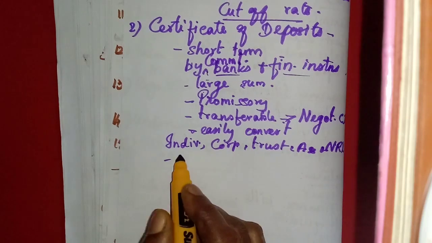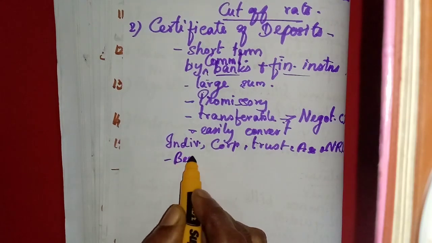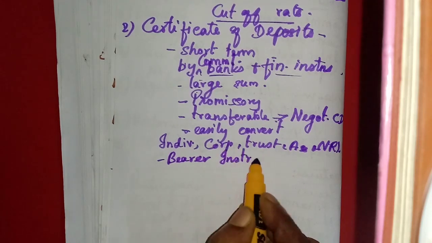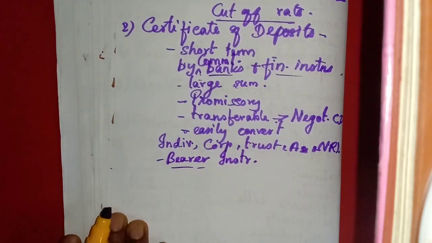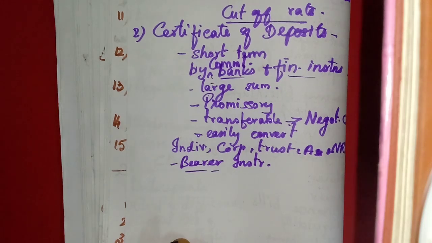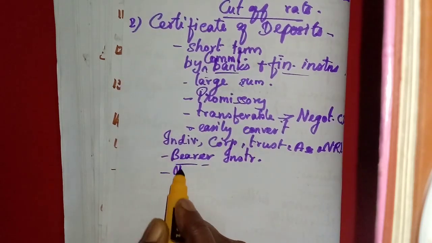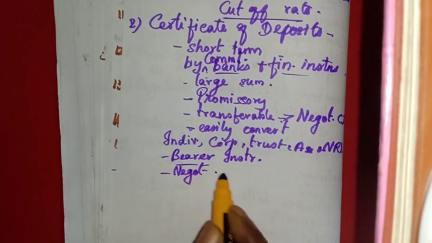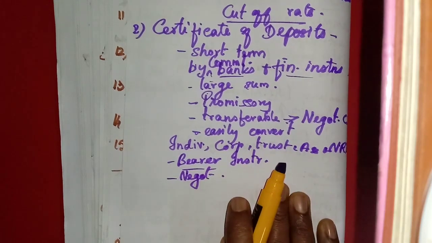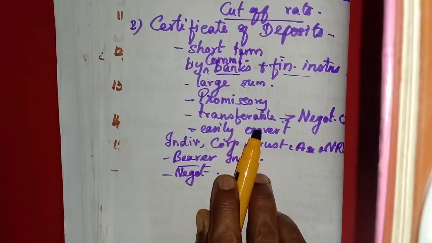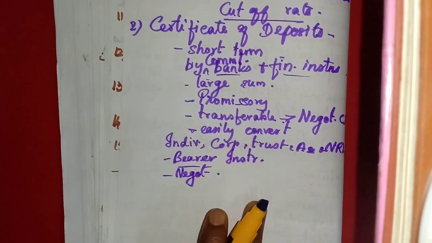Okay, and one who is having the certificate will get the amount. That's why it is called a bearer instrument. One who bears the instrument is entitled to receive the amount. So it is called a bearer instrument, and we can say it is also called a negotiable instrument because the ownership can be transferable from one person to another.